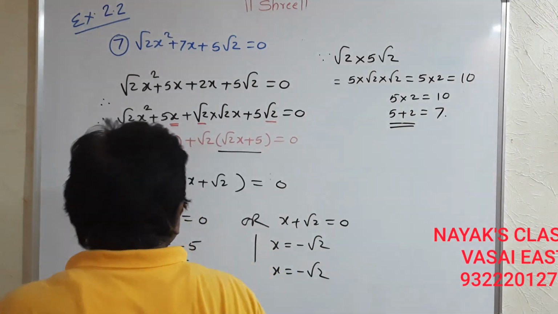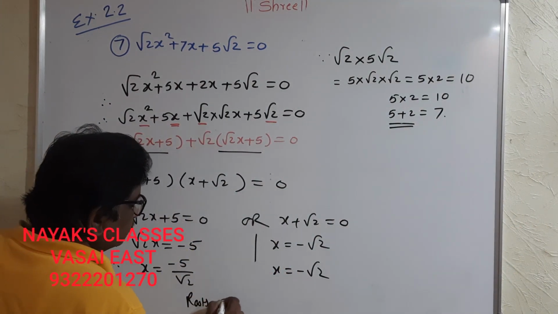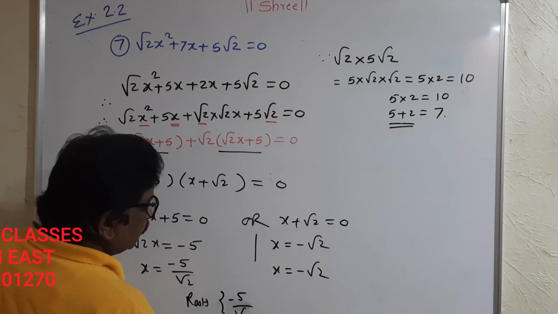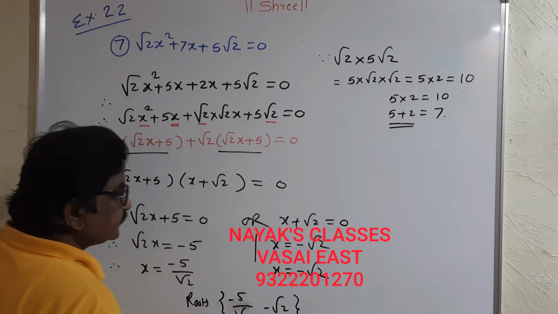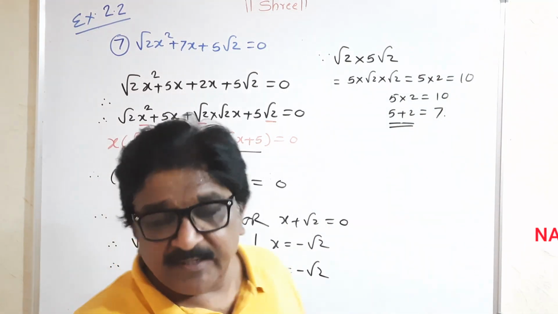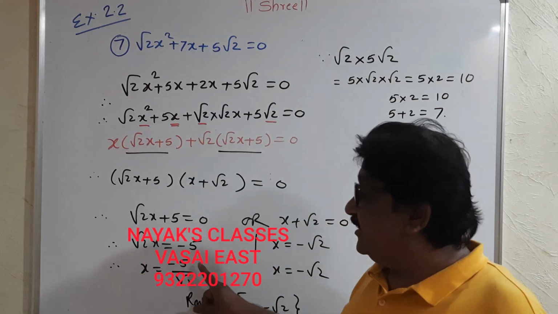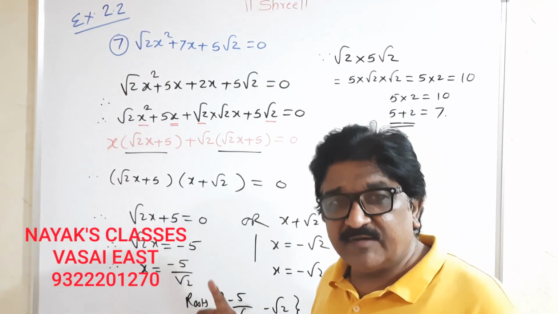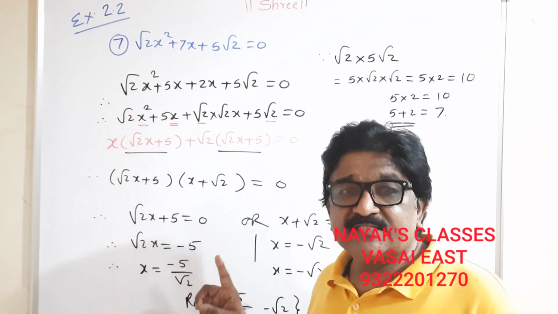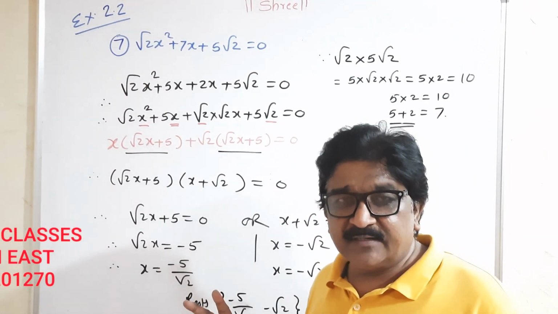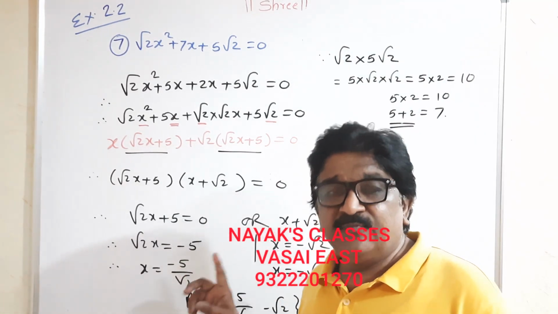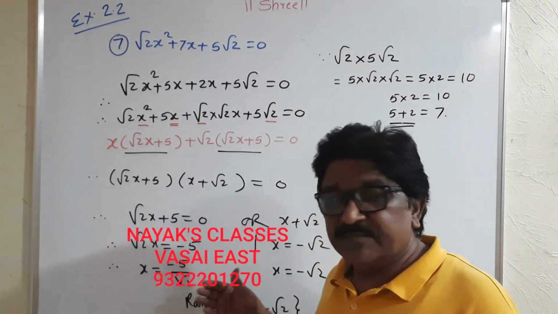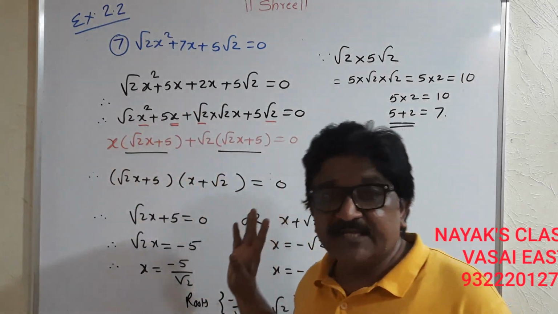So roots are minus 5 upon root 2 and minus root 2. Once again I am repeating, I have kept this answer for textbook purpose. They have given it like this. But as per mathematics, the root sign should not be in the denominator, and we have to rationalize it. If your teacher is going to rationalize it, then definitely the answer will be different. So this is the 7th example.